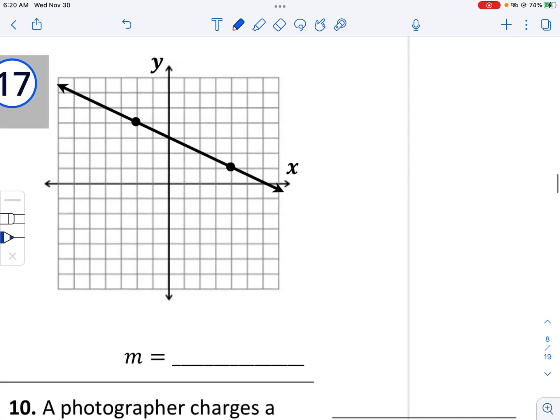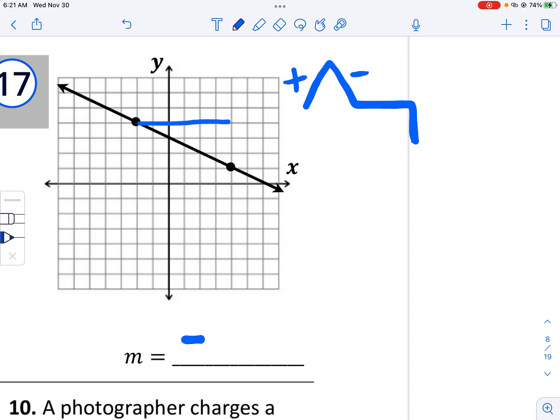First things first, this is negative. Guys, remember, this is positive, this negative. This is a negative slope. Automatically, that is going to be a negative slope. So then I draw this. How much does it go up by? It went up by 1, 2, 3. It went over 1, 2, 3, 4, 5, 6. So negative 3 over 6, which simplifies to negative 1/2.